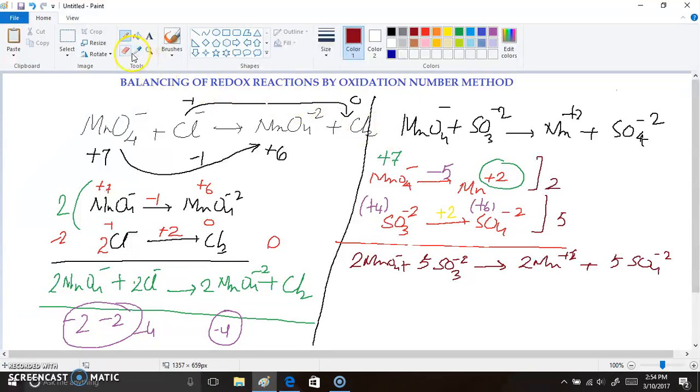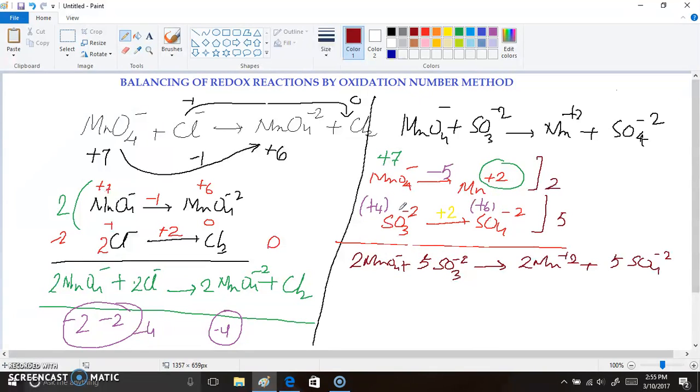These are already balanced. There is no need to change any of this. Very important point you have to remember: we are not going to change these under any conditions. 2, 5, 2, 5. These numbers should not be changed. Just check whether the oxygens and hydrogens are balanced or not.